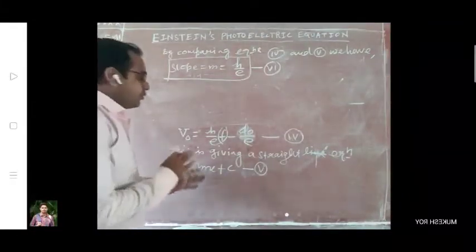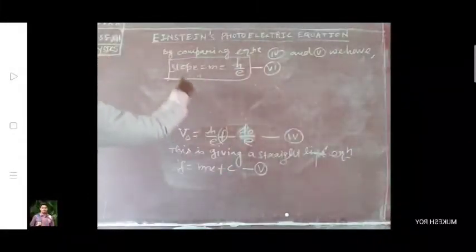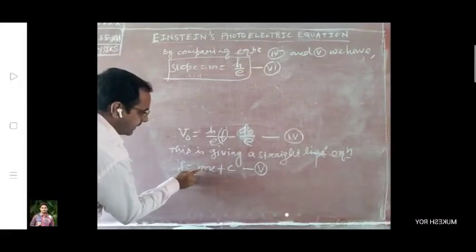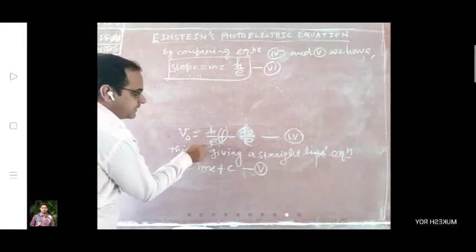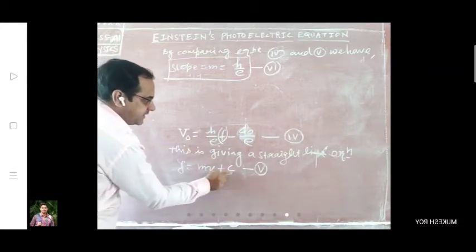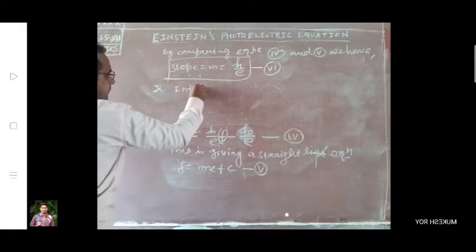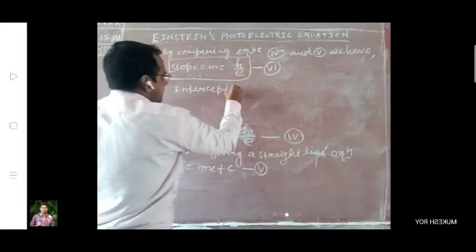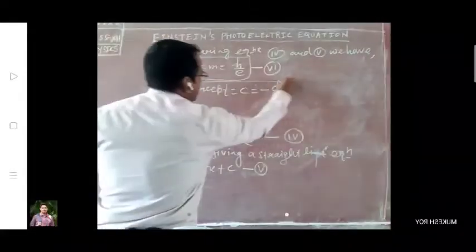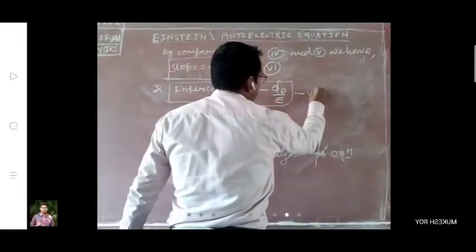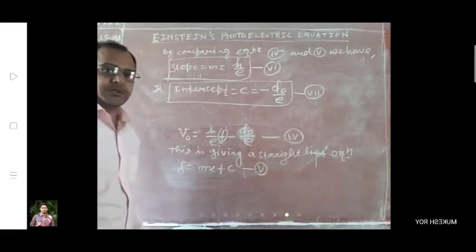Okay. So what we are going to tell you, that if we have slope equals h by e, by comparing these two equations, in place of m, this is h by e, and in place of this intercept c, this is minus phi naught by e. And intercept equals c equals minus phi naught by e. These two equations are very important equations. Seventh one. ठीक है, अब देखिए दोनों क्या हमको बताना चाह रहे हैं.